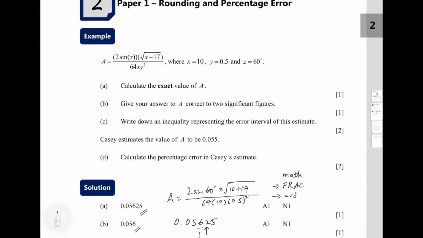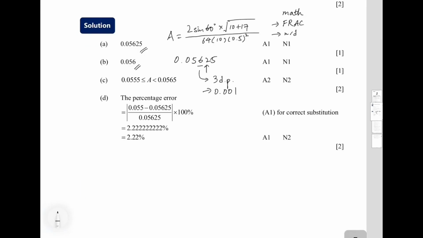So in part C, we are going to write down an inequality representing the error interval of this estimate. As we are going to construct an inequality representing the error interval, we have to find the error margin of this estimation. For this estimation, 0.05625 is the actual value, or so-called the exact value, whereas 0.056 is the result after rounding off, which is the estimated value. And actually, the rounding rule will give us some hints to obtain the error margin. So let's consider part B again.